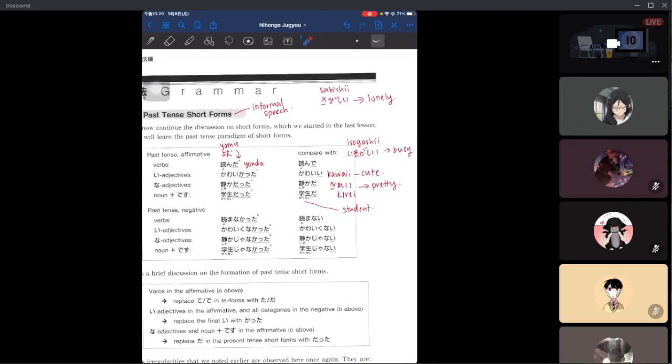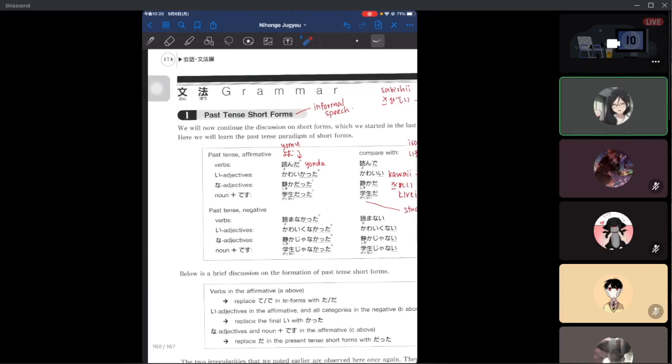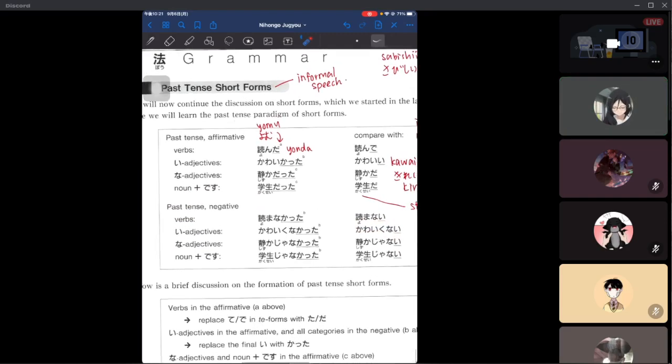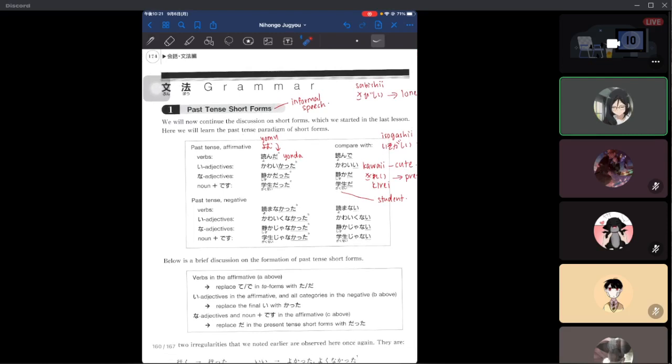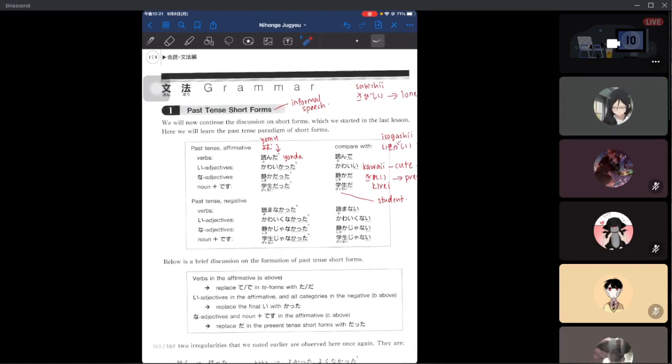So then we have the past tense. The one that we learned is past tense affirmative, like kawaii, cute. But there's also the past tense negative. For example, kawaii kunai is not cute. You know the word not in here. So for verbs, it's the same as the verbs. Hold on. This one is actually might take time too. It might take more than 10 minutes. You know what? It's okay.